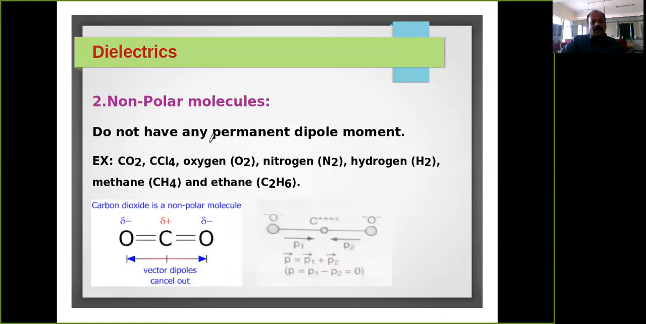The next one is nonpolar molecules. Nonpolar molecules do not have any permanent electric dipole moment, for example, CO2, CCl4, oxygen, nitrogen, etc. Here I take the example of carbon dioxide, in which the electric dipole moment between the first oxygen atom and the carbon atom is P1. The electric dipole moment between the second oxygen atom and the carbon atom is P2. These two dipole moments are equal and opposite, therefore the net dipole moment is zero.